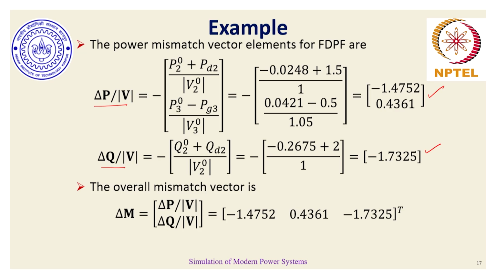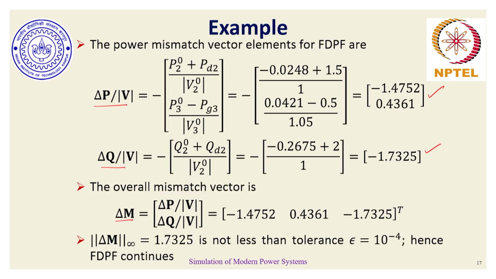And then we see that the overall mismatch vector, its highest element, the infinity norm, which pertains to this element, is definitely not less than the tolerance that we have chosen. So, FDPF P theta half iteration continues.